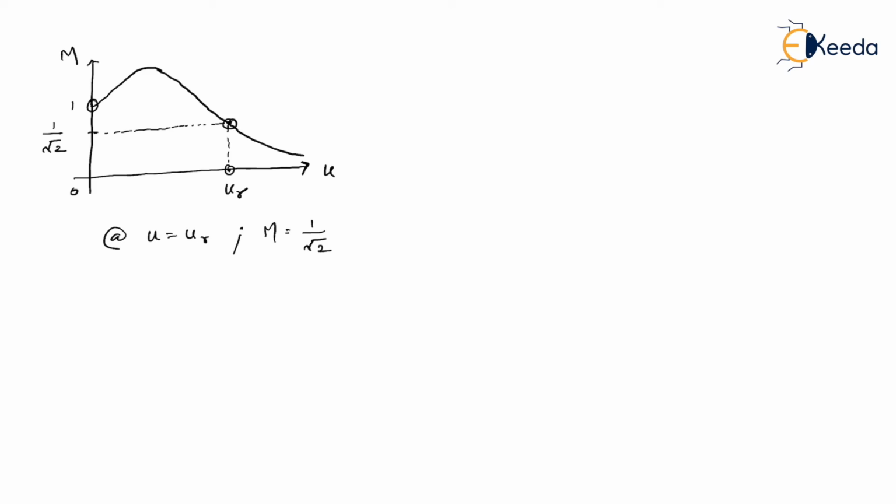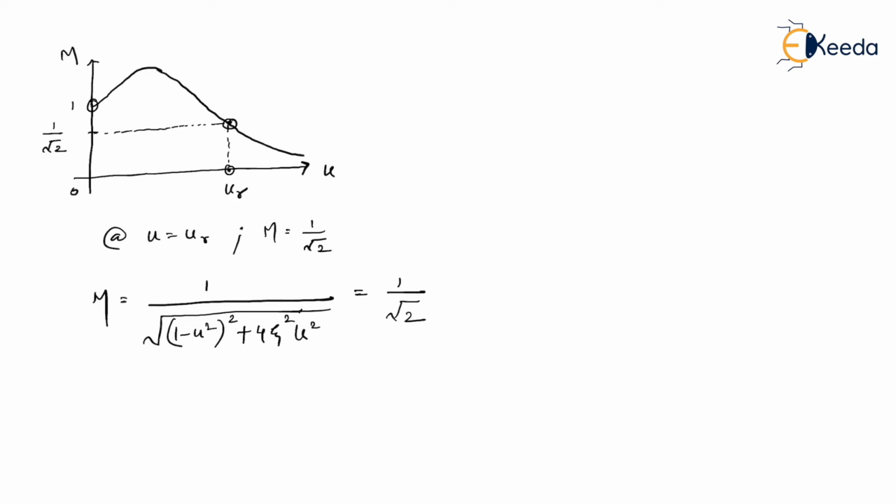So what I can do is, I can exactly do it in reverse. Let me write the standard magnitude expression, which is 1 over under root of (1 minus u square) whole square plus 4 zeta square u square. Suppose I equate this to 1 by root 2, and then if I calculate the value of u, it will automatically become ur. I hope you understood that. So I have just done the reverse step. That magnitude I have substituted as 1 by root 2, and the frequency at which the magnitude becomes 1 by root 2 is considered as ur value.